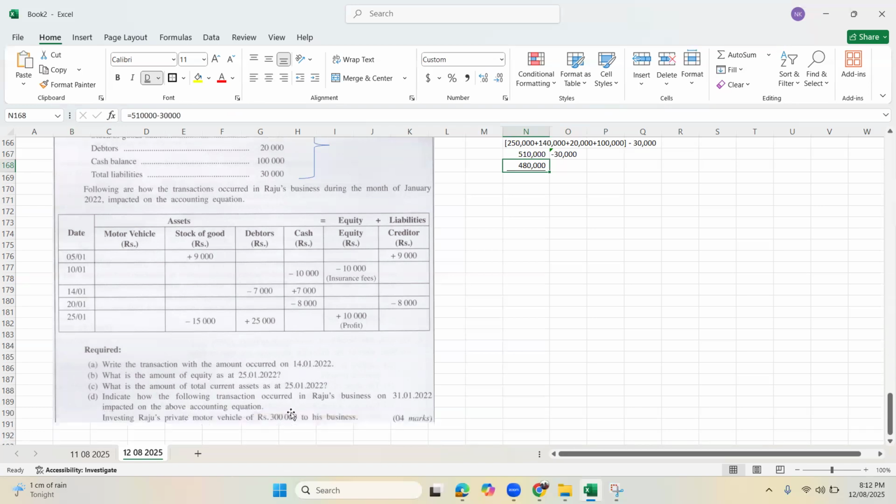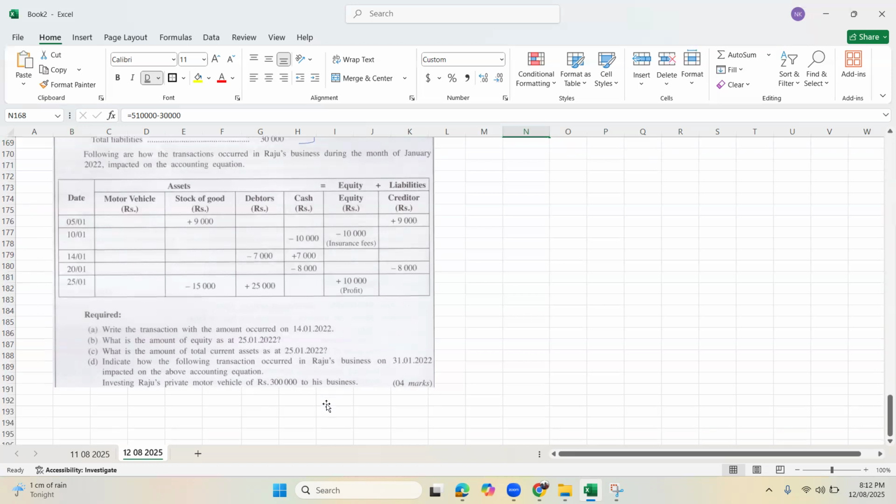25th Jan 2022. See, they are asking what is the amount of total current assets. You don't know the meaning of current assets. I will explain it. As at 25th of Jan 22, indicate how the following transaction occurred in Raju's business on 31st Jan 22 impacts the above equation. Right, we'll write the answers one by one. First one, A, what are they asking?